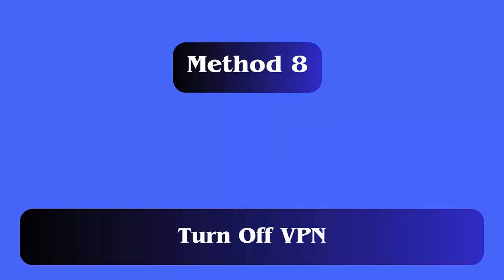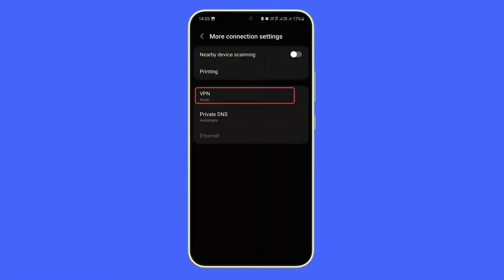Method 8. Turn off VPN. Many users use a virtual private network, VPN, to protect data from hackers. However, despite the process being good for security, it can trouble you most of the time in accessing the app, so you should disable the VPN service.